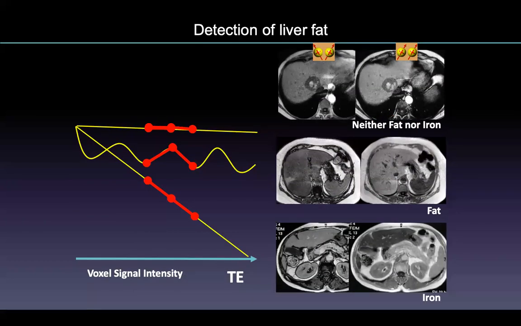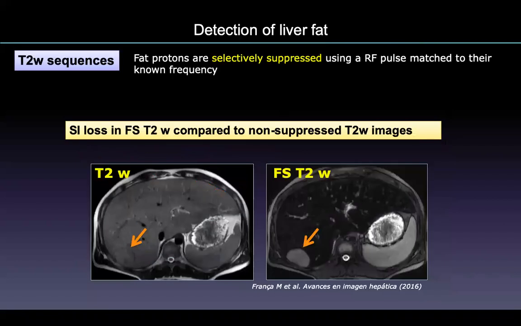However, if there is iron in the liver parenchyma, there will be a fast signal intensity decay because iron has a paramagnetic effect and accelerates the T2 star decay. So when fat and iron coexist, as occurs in diffuse liver diseases, the T2 star decay can obscure the effect of fat in the liver signal intensity. So these sequences are not able to accurately measure liver steatosis.